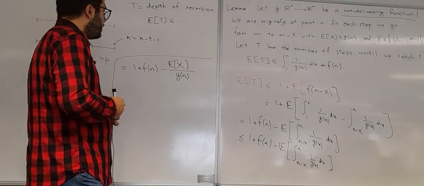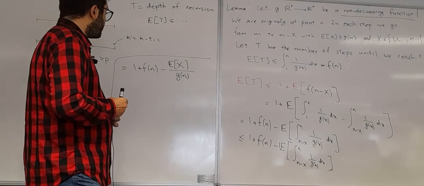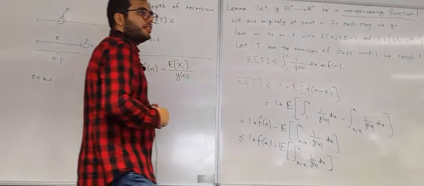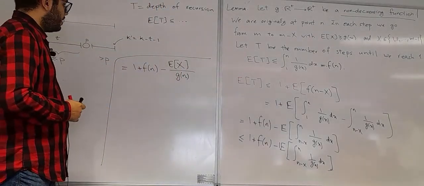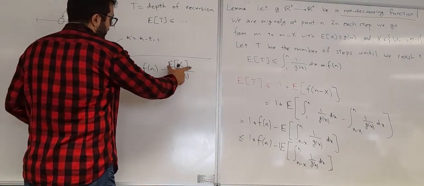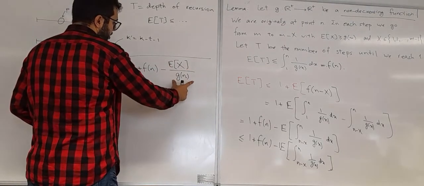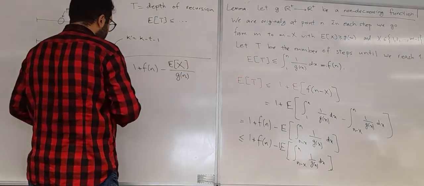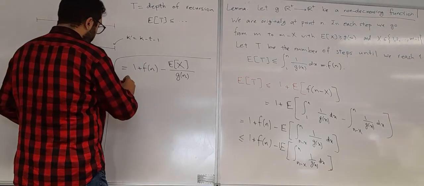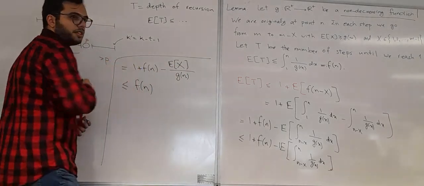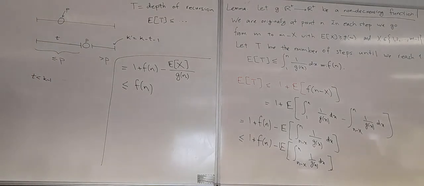Okay? But here's the thing. I have this assumption for every m, including for m equal to n. So I know that this numerator here is larger than the denominator. So this whole thing is larger than 1. So this whole runtime is at most f of n, because I can cancel this one with this one. Okay. So that's the proof.